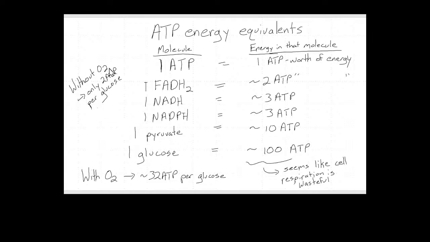So without oxygen around, you only get 2 ATP per glucose. Of the 100 possible ATP of chemical energy that's built up in a glucose, you only get 2 ATP. The other way that we can break down glucose is in the presence of oxygen. In that case, if we have oxygen around, you're going to be able to capture about 32, give or take a few, ATP per glucose molecule. This tops out at 32, or the other choice without oxygen is 2.